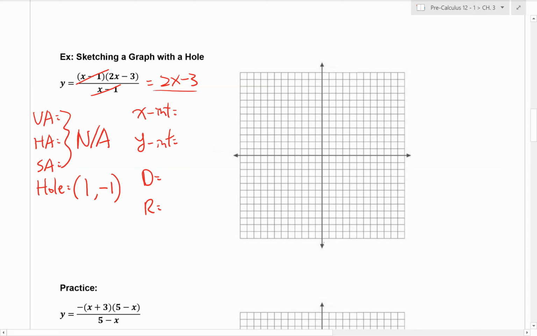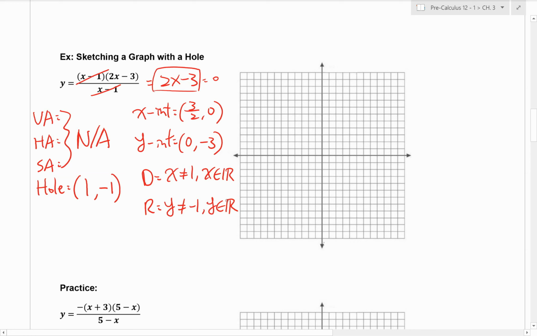So there's our hole. X-intercept happens when y equals 0, so we can solve this equation. You should get 3 over 2, comma 0. Y-intercept, because this is the mx plus b form, it's easy to tell: 0 comma negative 3. Domain: x could be anything except 1. And range: y could be anything except negative 1. You can see 1 comma negative 1 is the only place where the graph doesn't actually go through, right?